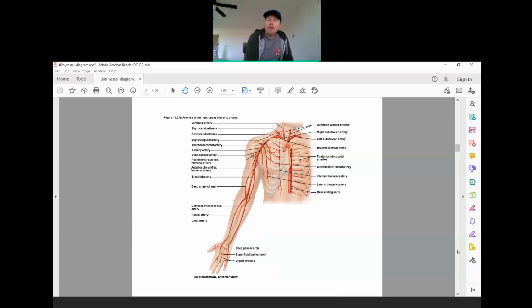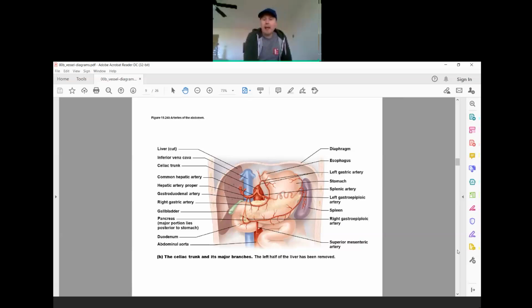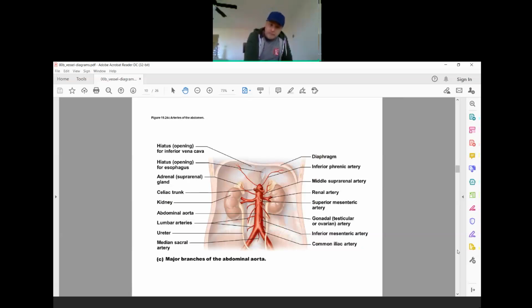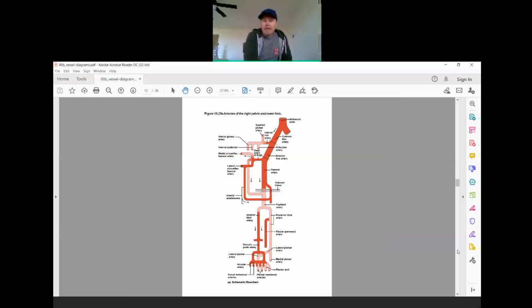Again, if you prefer a superimposed diagram that's more anatomically accurate, you have it available. Same for your abdomen: both the diagrammatic and very anatomically accurate versions of the different levels of depth. And then we have the lower limb.